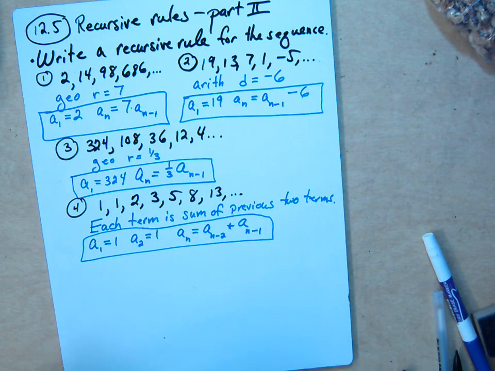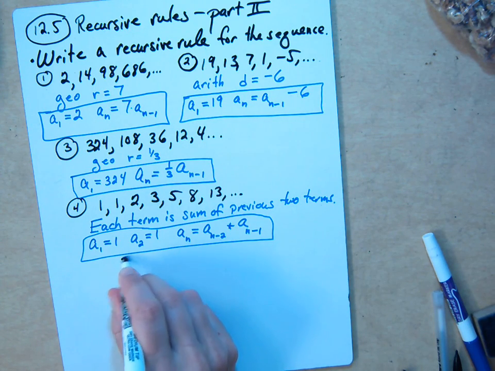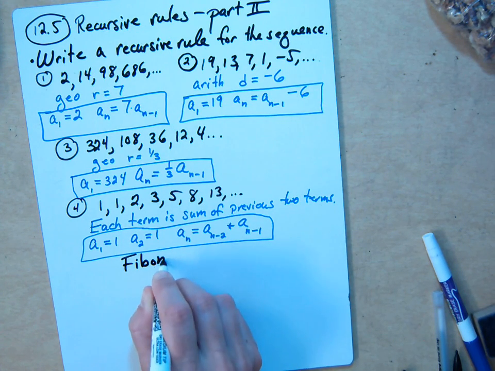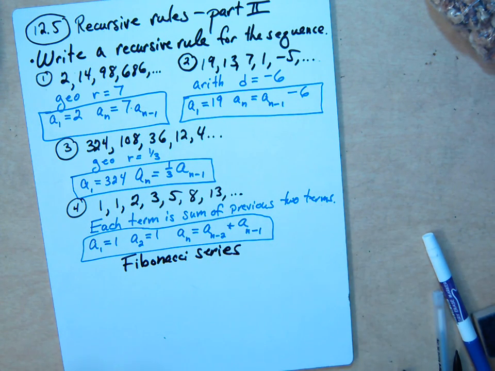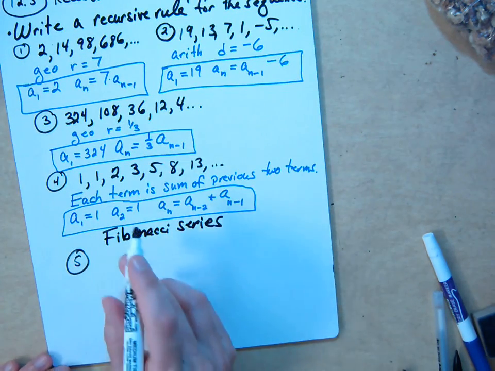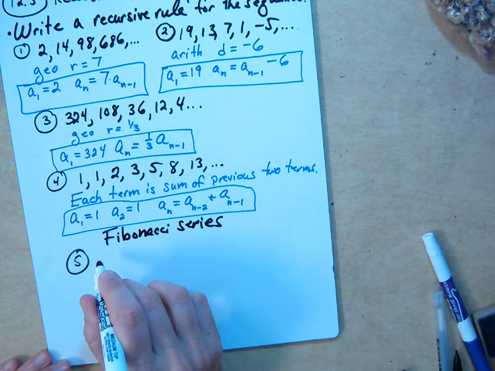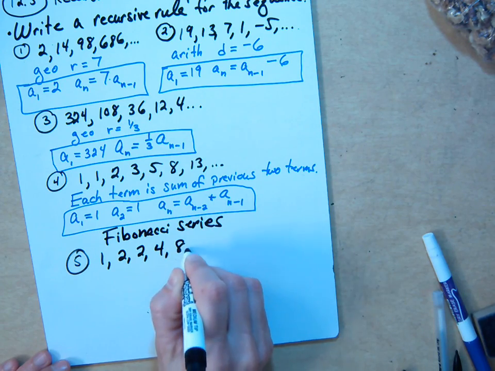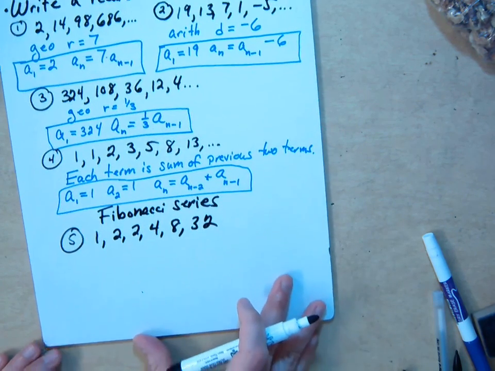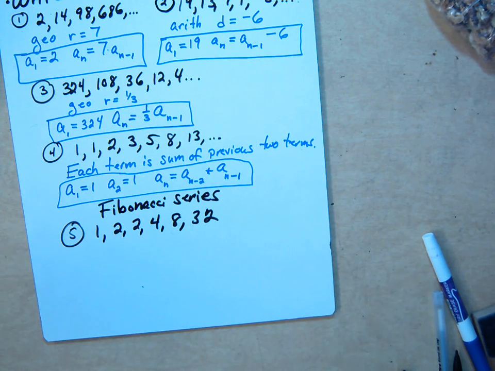That's called, do you know the name for it? Fibonacci series. And patterns in nature follow this sequence, and I'll show you a video on that. The last one, let's try this. 1, 2, 2, 4, 8, 32. So you look at it and you kind of do a guess and check. You're trying to crack the code, what's going on there.